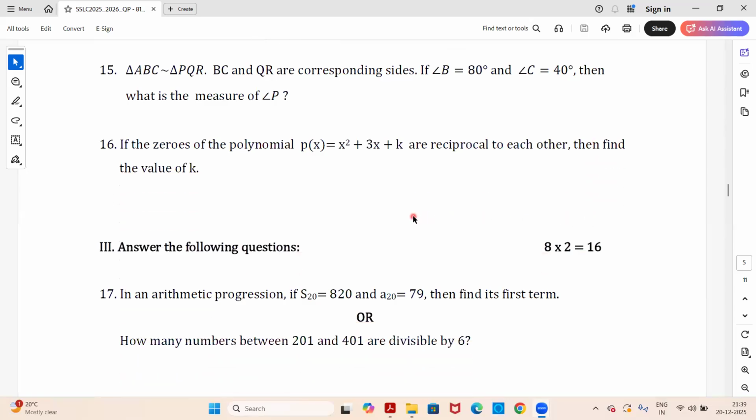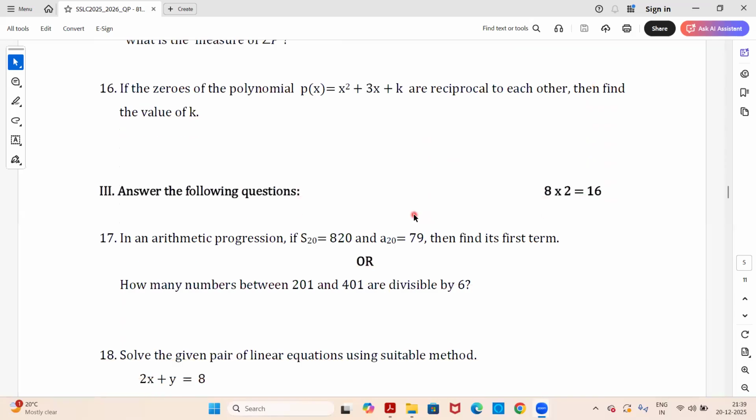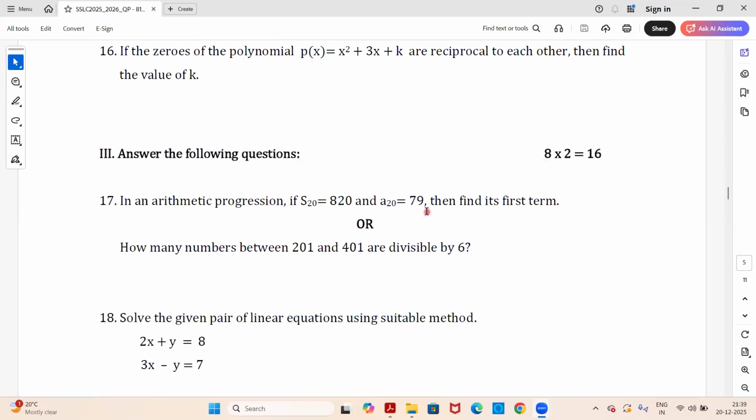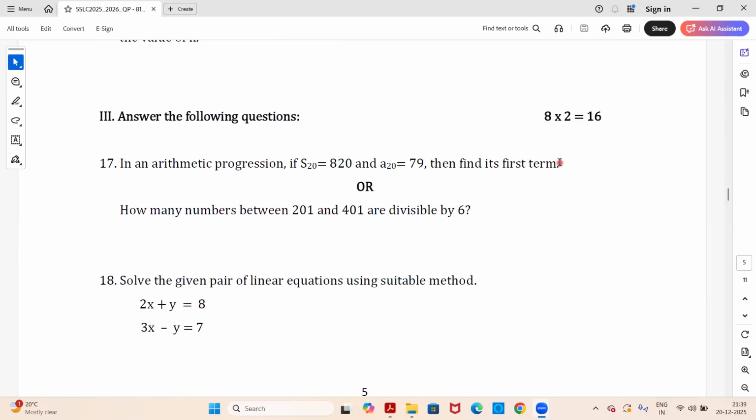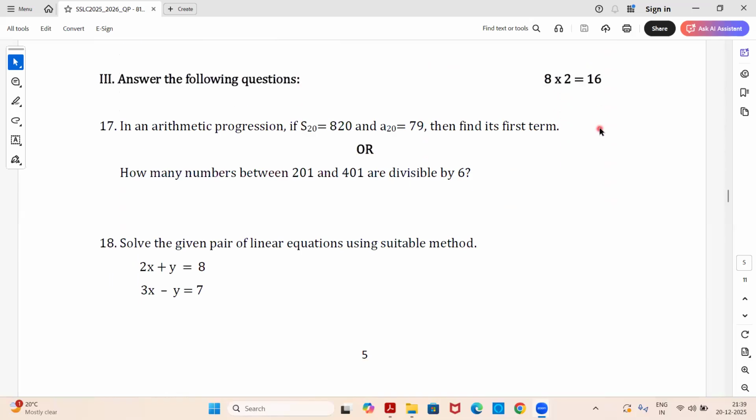So till question 16 is your 1 mark questions. And then starts your third main. Again, it's answer the following questions. Again, you have 8 questions, but these questions carry 2 marks each, total of 16 marks for this main.